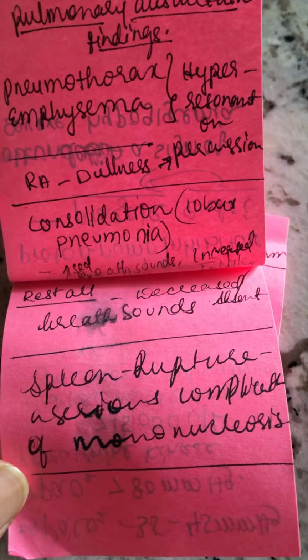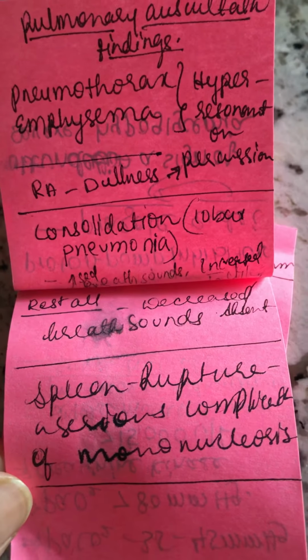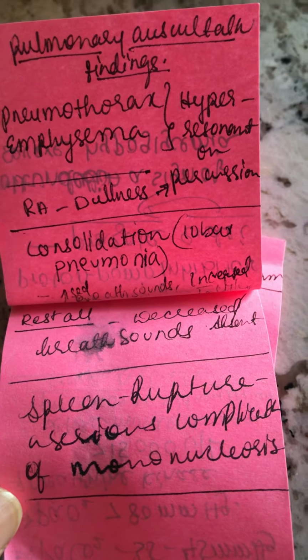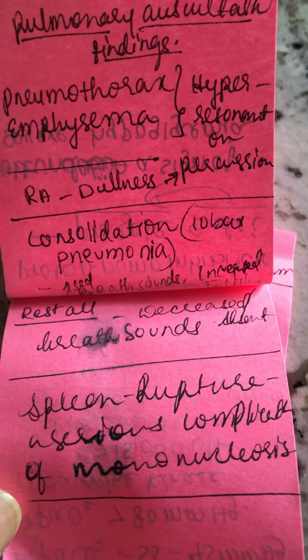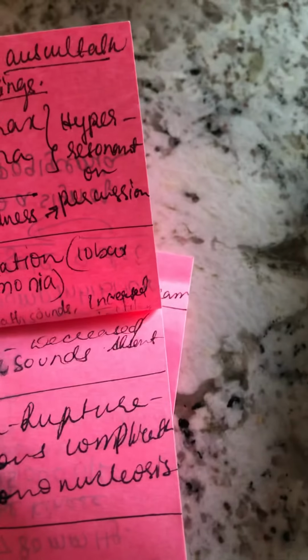Spleen rupture is a serious complication of mononucleosis. So if we see the condition mononucleosis, which is an infectious disease, a serious complication we can see with this condition is spleen rupture.